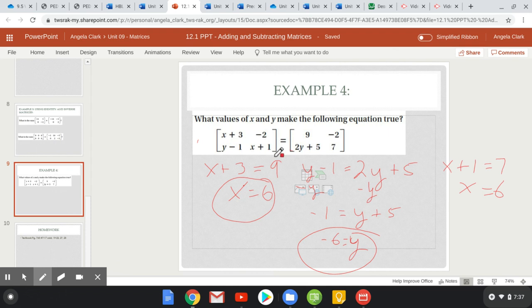So if I put those in here, then these two would be equal, right? If I put 6 in here, I'd get 9. If I put 6 in here, I'd get 7. If I put -6 in here, I'd get -7. If I put -6 in here, I would get -12 plus 5, which is -7. So I get the same thing on each side if I plug in those numbers. So that is how that works.